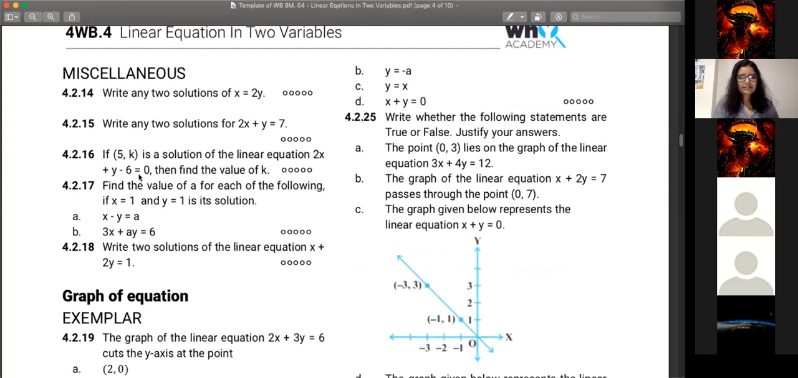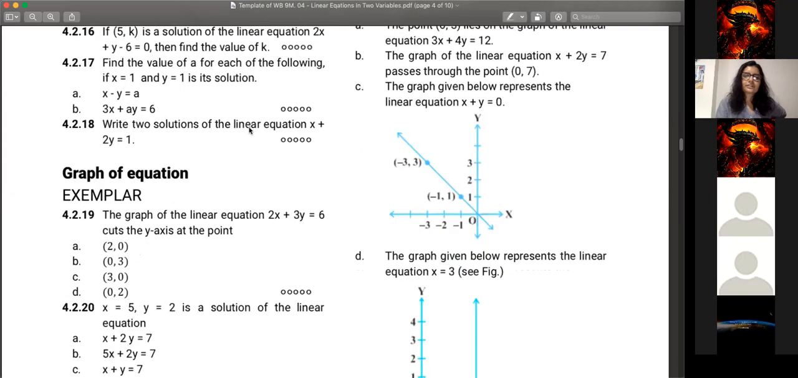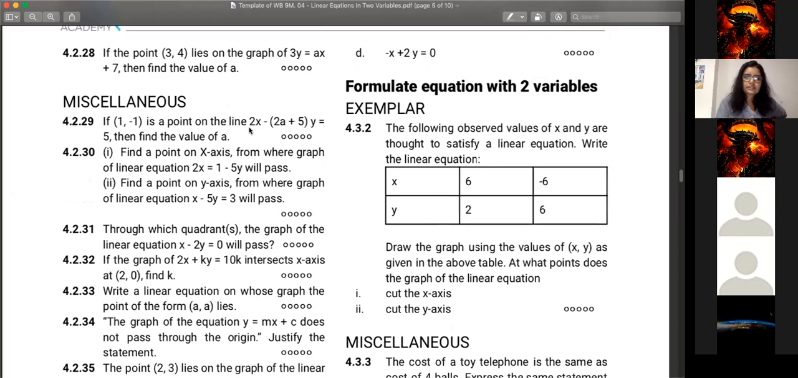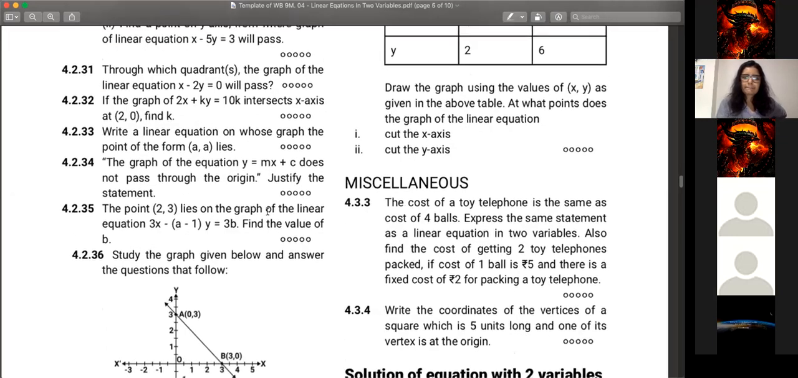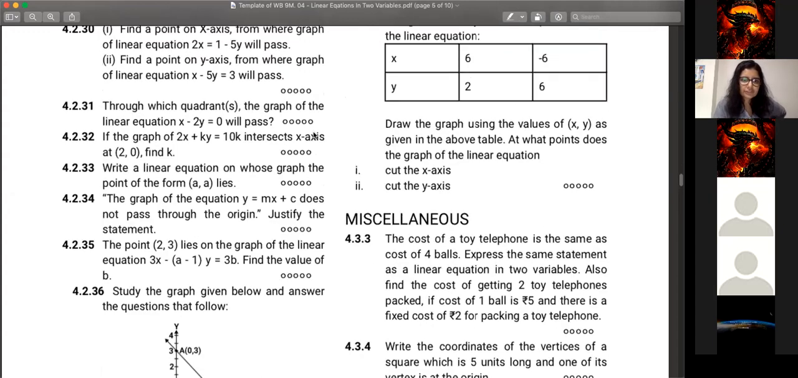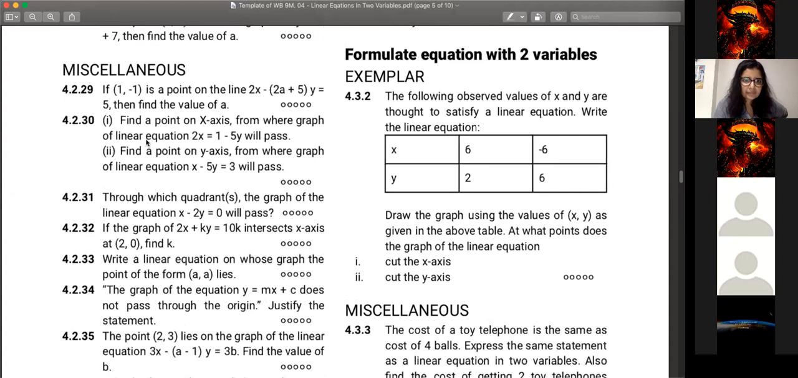ठीक है, like बाकी सारा is the same thing. If this is a solution, then find the value of k, or you need to find the solution of the equations. ठीक है, कर लो practice. And you guys know how to find the value of like this kind of question, right? 30th question. Find the point on x-axis from where this graph of this equation will pass.